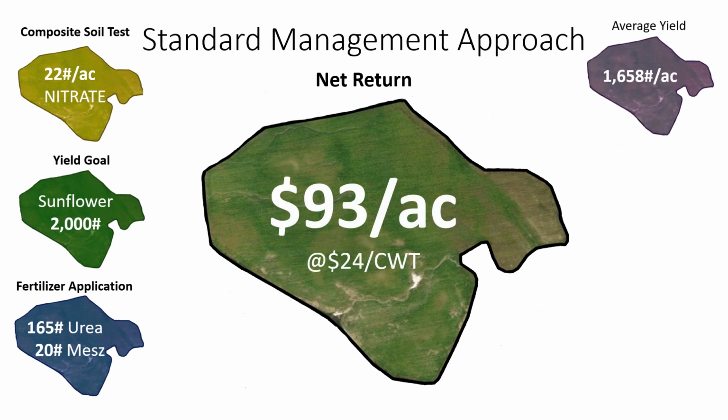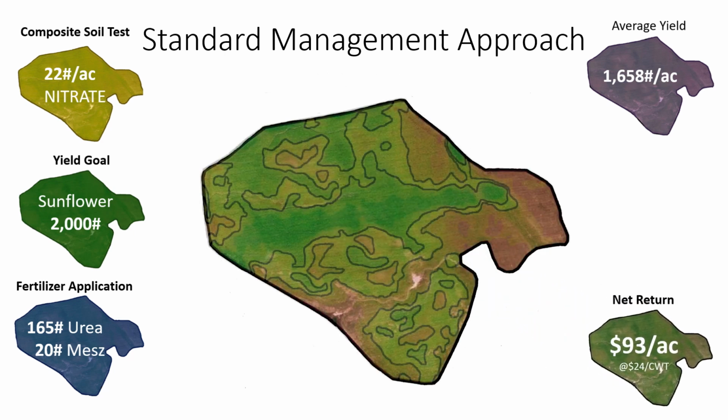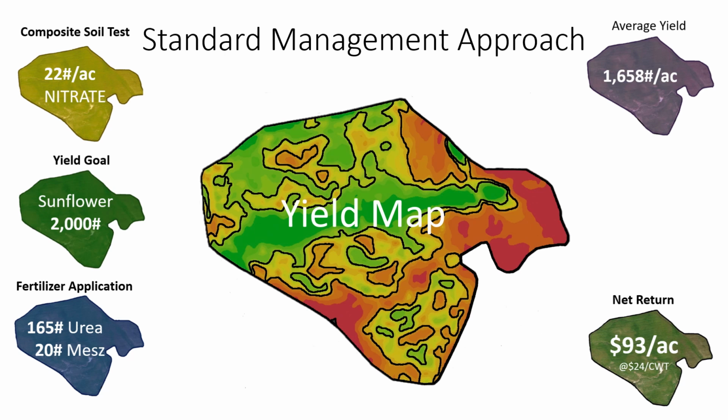But we take and pencil out those things, our inputs and our average yield, and it actually made us money, $93 an acre at $24 per hundredweight sunflowers. So a lot of times this is kind of where we end the conversation. We have our inputs, we have our yield, we made some money, and we're going to start again next year. So that's where most conversations end, but this is where we're going to try to dig in a little bit deeper into what's happening on this field.